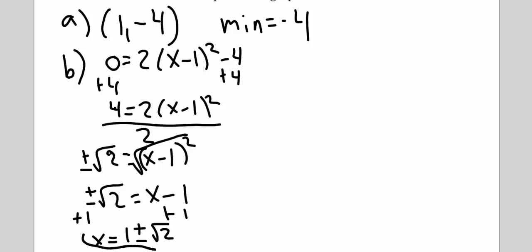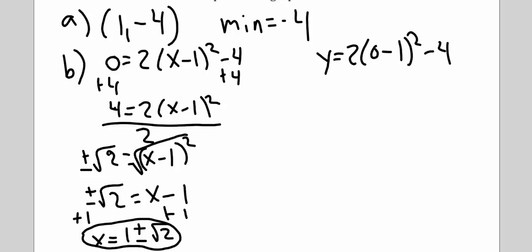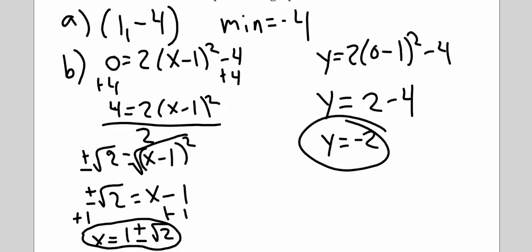So they don't cross at nice, neat points. So now if we want to find the y-intercepts, we just plug in 0 for x. So I'm going to do the same thing. 2 times 0 minus 1 squared minus 4. We're just going to work it out. So 0 minus 1 is -1. -1 squared is +1. 2 times +1 is 2. So we got 2 minus 4 there. So our y-intercept is at -2.